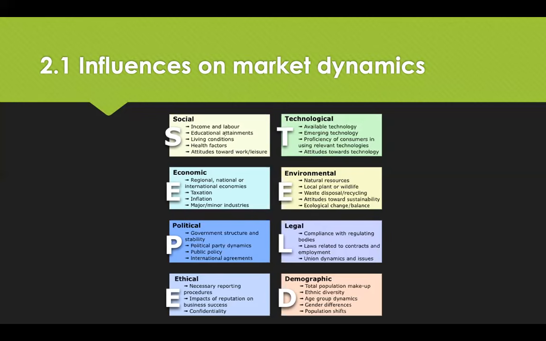Politically, our government structure changes. We can be perceived as stable or unstable, but it also links to our international agreements. Legally, it's about complying with the regulating bodies, and the laws can change over time. Ethically, some businesses will get squeezed out of the market because they're not behaving ethically. And demographically, this comes down to gender differences, population shifts, and the way that people are making up our population.